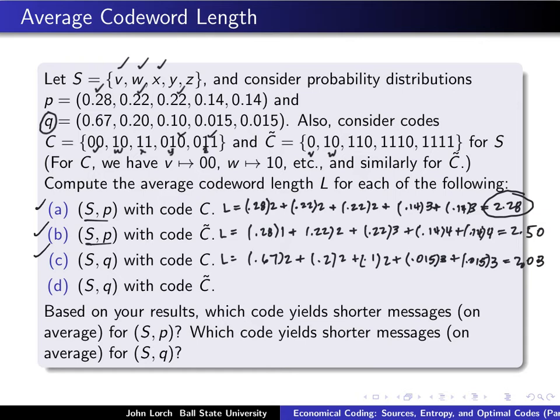Okay, so we have done code C, and now let's do code C tilde. By now you're probably getting the point about how to do this. It's 0.67 times the length of the first or shortest code word in C tilde, which would be 1, plus 0.2 times the length of the next code word, which is 2, 0.1 times 3. And then we have these very small probability code words, each of length 4.